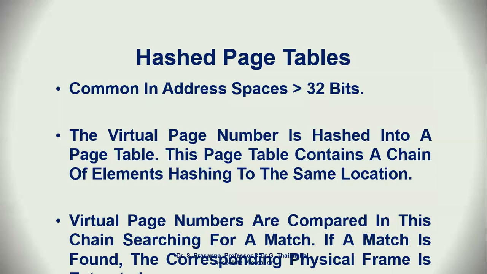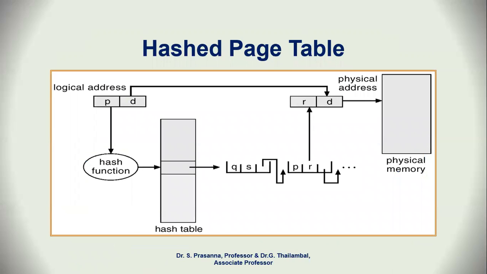What are hashed page tables? They are common in address spaces greater than 32 bits. The virtual page number is hashed into a page table. This page table contains a chain of elements hashing to the same location. Virtual page numbers are compared in this chain, searching for a match. If a match is found, the corresponding physical frame is taken out and given to the user for accessing the data.